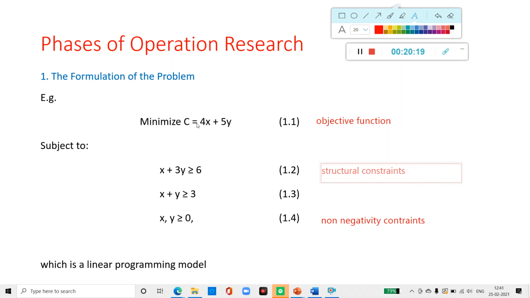So this, minimize c equal to 4x plus 5y subject to the conditions x plus 3y greater than or equal to 6, x plus y greater than or equal to 3, and x, y greater than or equal to 0. So this is a simple mathematical representation of a given problem, which is called a linear programming model.